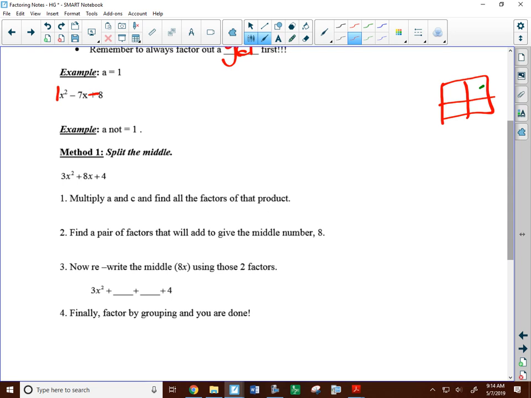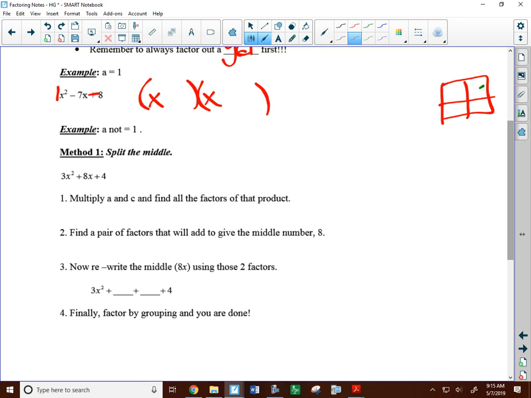Now here's factoring when a is 1. You just put your parentheses in. You put your x in. Let's get your confidence going. Right, we're doing that. Oh yeah. I like that. Get your confidence going here.